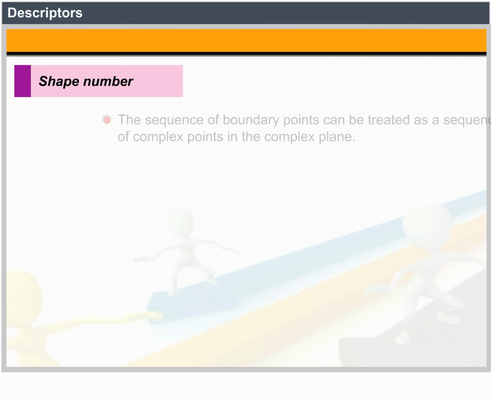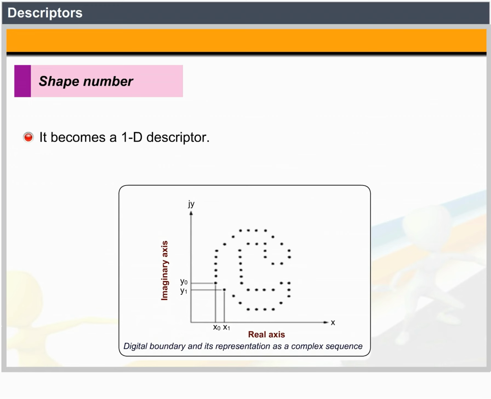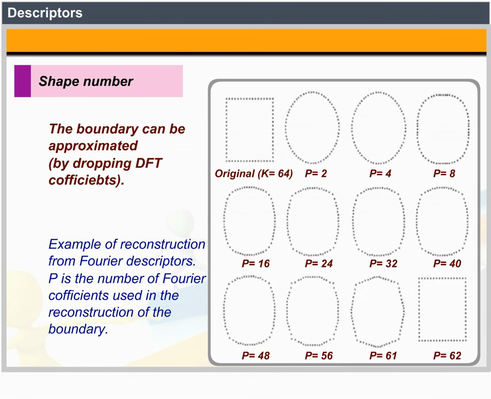The sequence of boundary points can be treated as a sequence of complex points in the complex plane. It becomes a 1D descriptor. The figure shows a digital boundary and its representation as a complex sequence. The boundary can be approximated by dropping DFT coefficients.